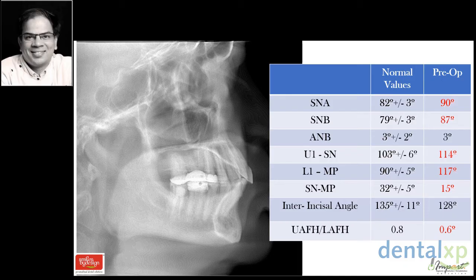But if I'm increasing the vertical dimension by 3 or 4 millimeters, and the SN-MP angle is already too much, then I'm going in the wrong direction. The patient already has a long face. In that case, I need to look at other options for treatment and not increase the vertical dimension.